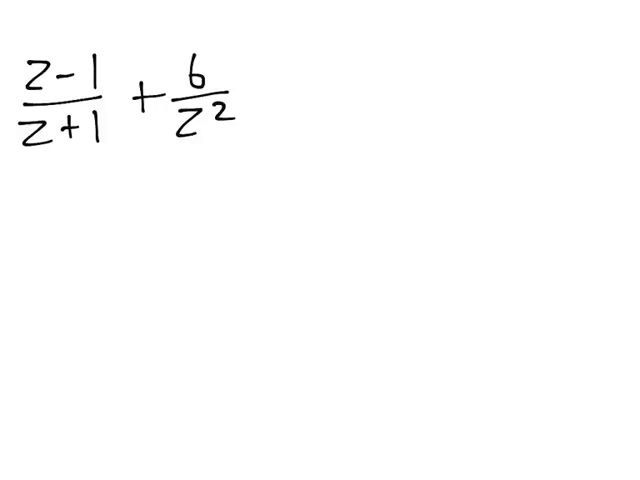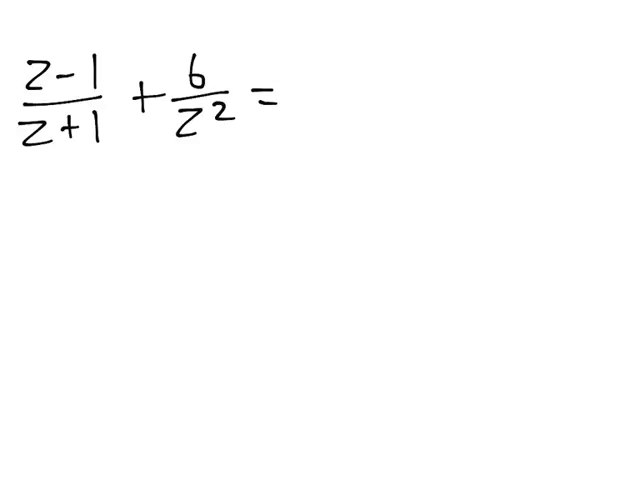Now let's consider the general case. Suppose we have (z - 1)/(z + 1) plus 6/z squared. These denominators are not like. So just like with adding normal fractions, we want to find the least common denominator. That is, the simplest polynomial that both denominators divide. In this case, it's clear that z + 1 and z squared don't share any common factors, which means that the least common denominator is going to be their product.